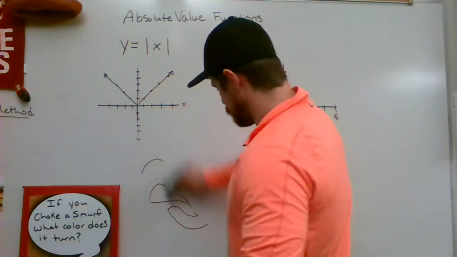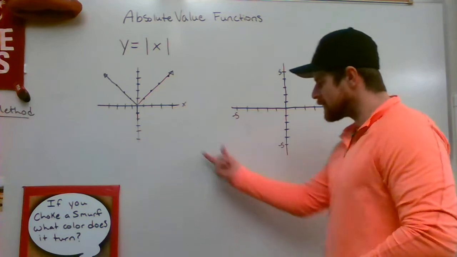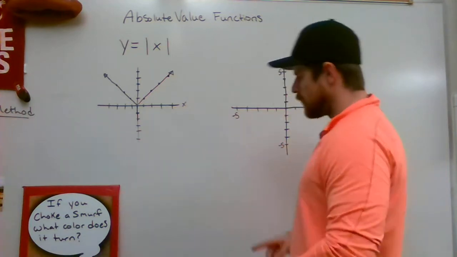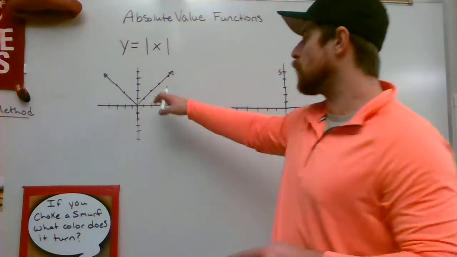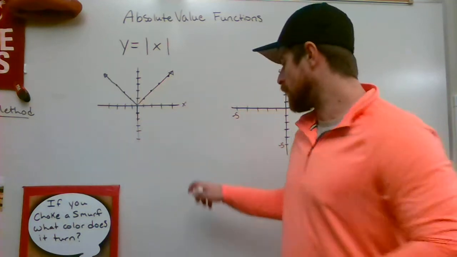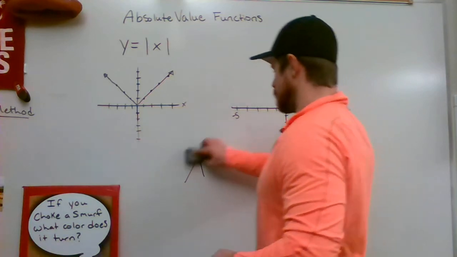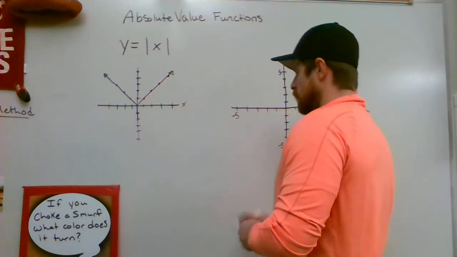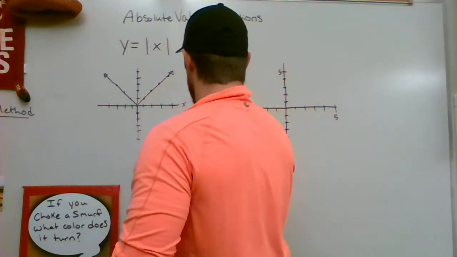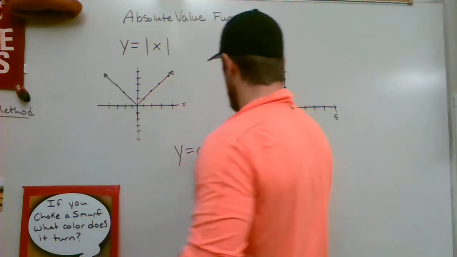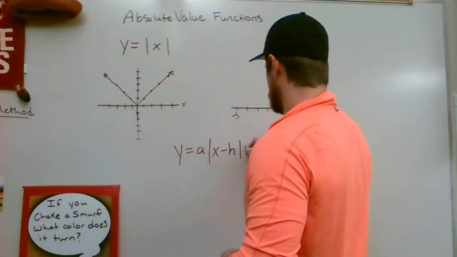Okay, back to what I was saying. We're going to make it either skinny or really wide. We can also flip this bad boy upside down, make it look like a mountaintop, like that. Okay, right now it's as basic as it gets. We've got to go to our equation that shows us a times the absolute value of x minus h, plus k.